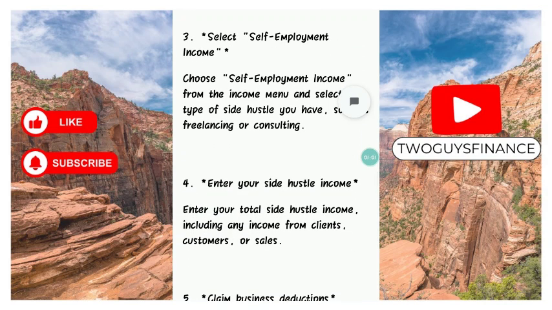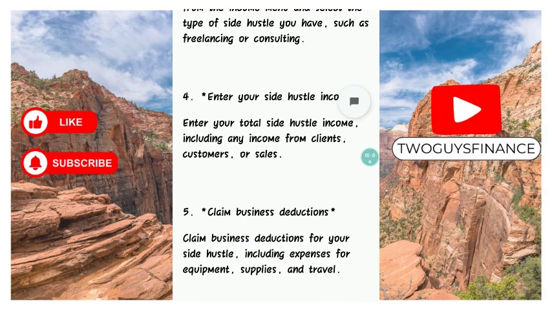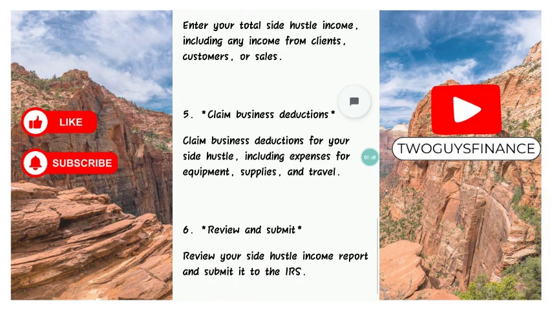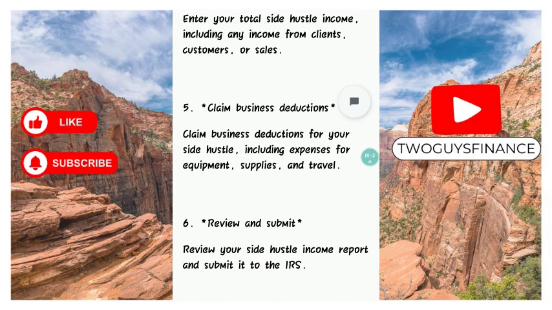Next step is going to be to enter your total side hustle income, including any income from clients, customers, or from sales. Next step, you can go ahead and claim business deductions for your side hustle, including expenses for equipment, supplies, and travel. The final step is going to be to review your side hustle income report and submit it to the IRS, and they're going to take care of the rest.